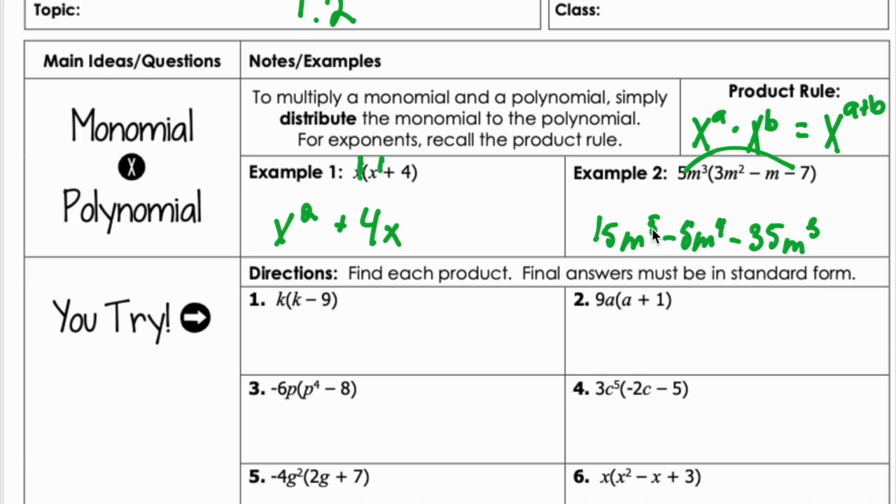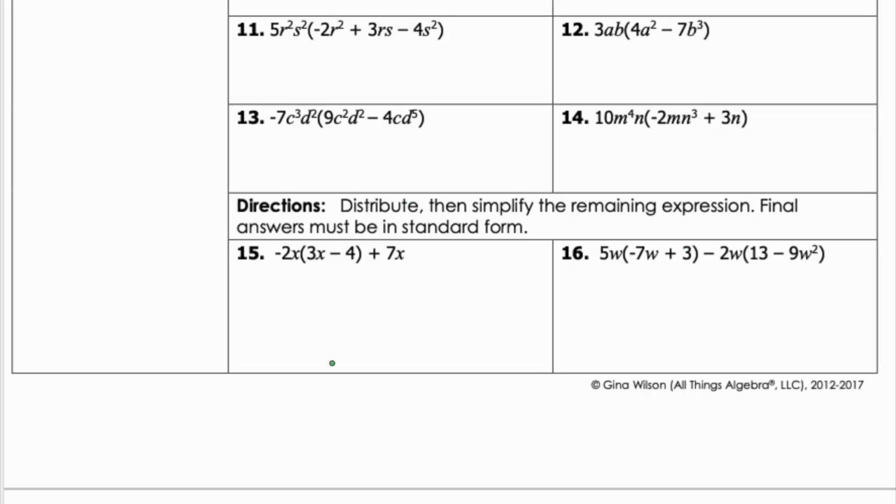And we can check and make sure that everything is in order. We can see we have the degree of 5, then 4, then 3. So we're good there. And we also can look at the variables and see that all of them have a variable of m, so we don't have to worry about the alphabetical order rule. Let's look at number 15, and we're going to follow the same rules, except here we can see that we have an extra step where we're probably going to have to combine some like terms.